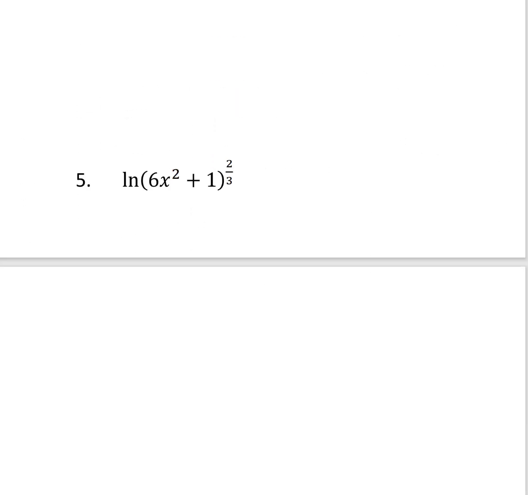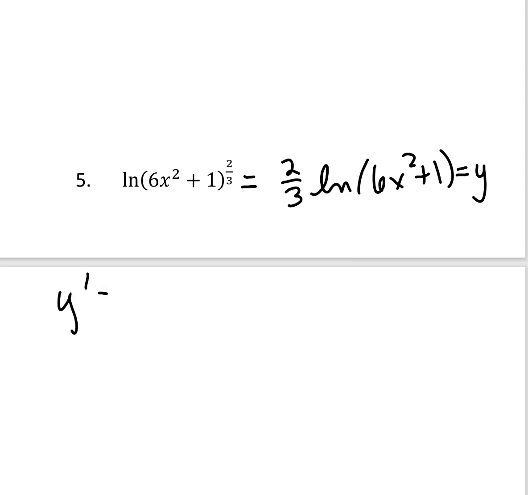Number 5 says the natural log of 6x squared plus 1 to the 2/3. Now, I do want to start this one by bringing the 2/3 in front and then having the natural log of 6x squared plus 1. Let's go ahead and call that y, so I have something to write with it. What this did, it kept me from having to do more work later. So I'm bringing the 2/3 in front because it's a power, and then I can take the derivative.